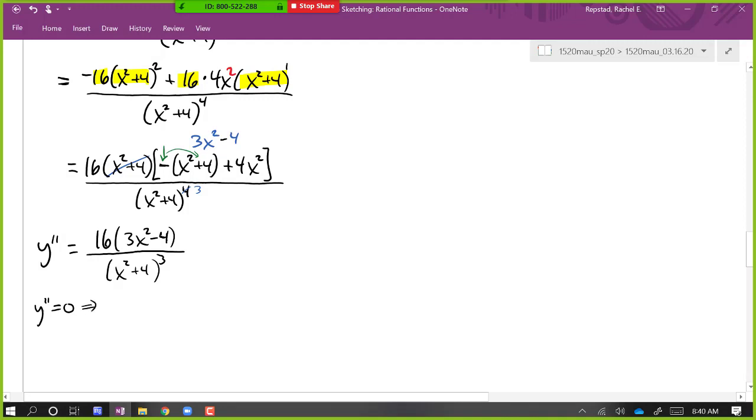But let's see. The second derivative is zero only when 3x squared minus 4 is zero, right? It's never undefined because the bottom is never zero. The top is only zero when 3x squared minus 4 is zero. And so we could just solve this equation. 3x squared is negative 4. X squared, oh no, positive 4. Boy, I'm full of sign errors today. X squared is 4/3. And then we'll take a square root. So we have plus or minus 2 over root 3.